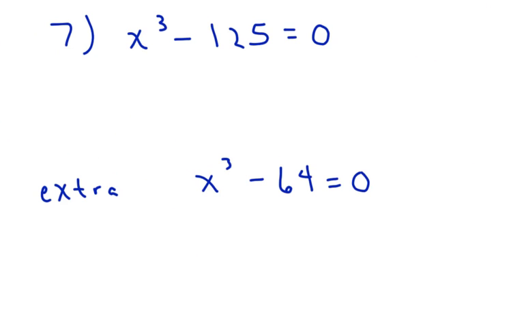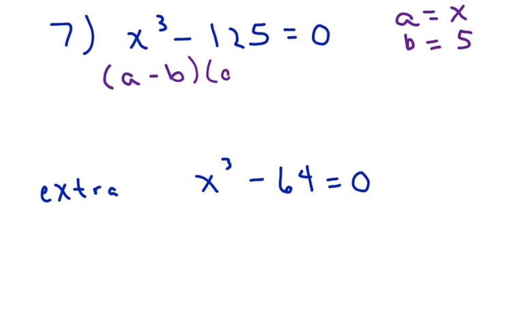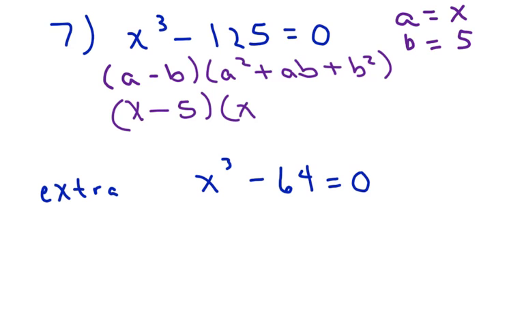Let's do 2 more. In this case, my a is x, my b is 5. So in this case, I'm going to use the formula a minus b times a squared plus ab plus b squared. So we get x minus 5 times x squared plus 5x plus 25. And that's all there is to it.